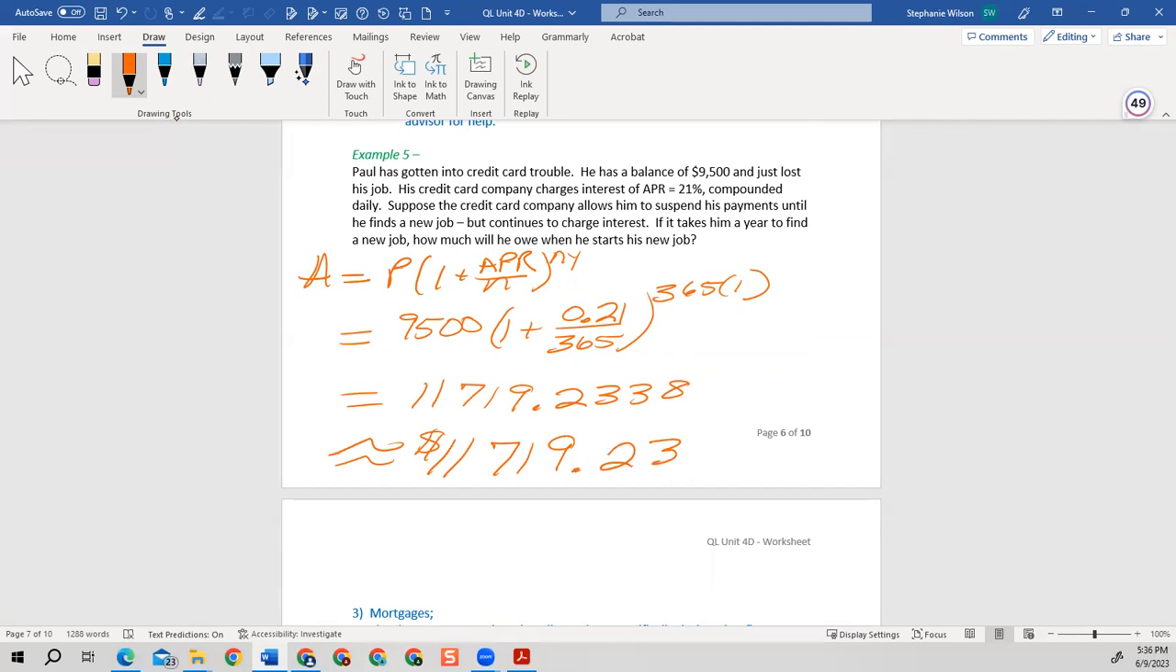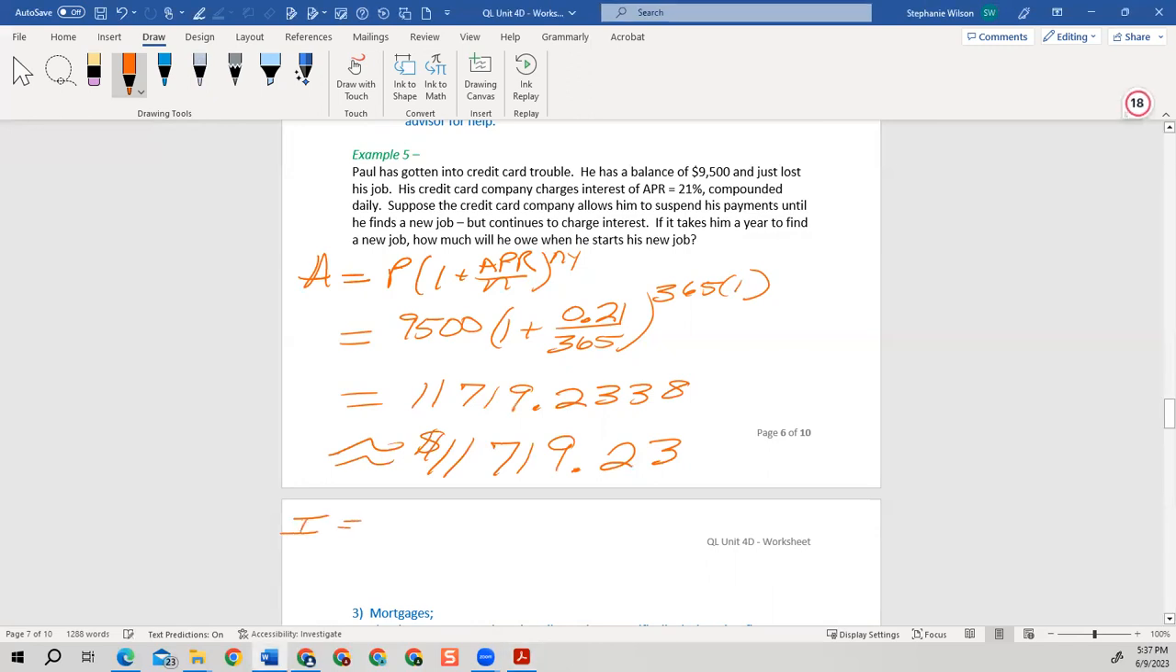And just think about it, if it's still growing daily as far as 21% interest goes, even though he starts making his payments, that 11,000 is going to continue to grow the next day and the next day. So that's pretty rough. All right, so what we need to do next is figure out the total interest, right?